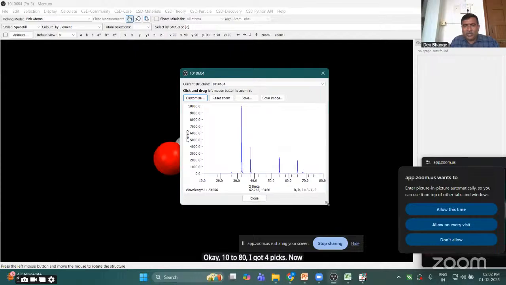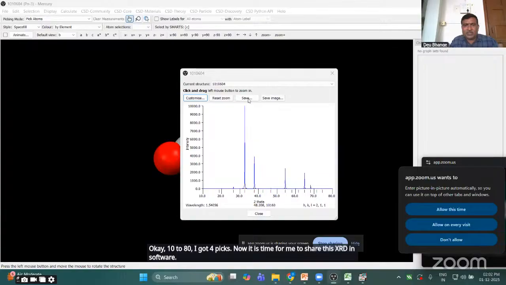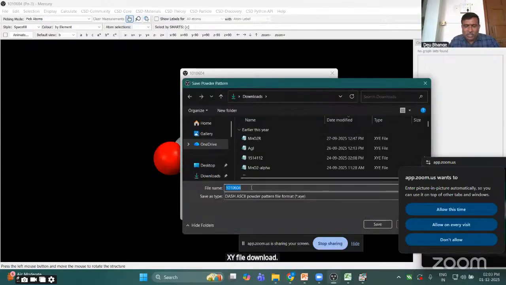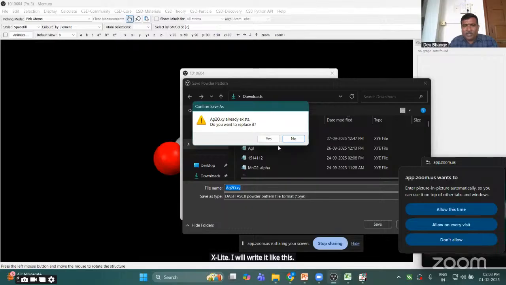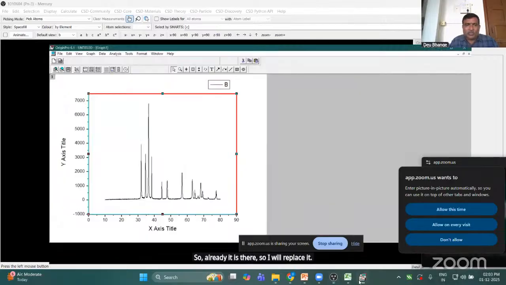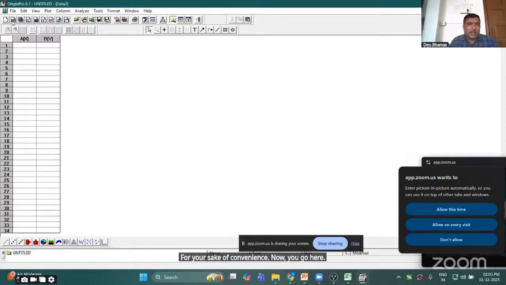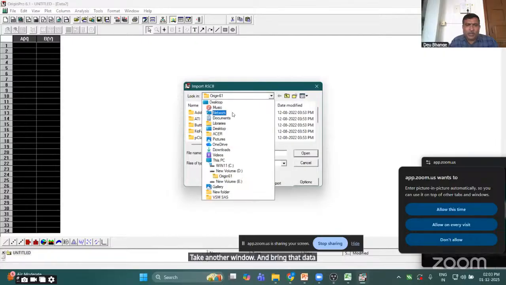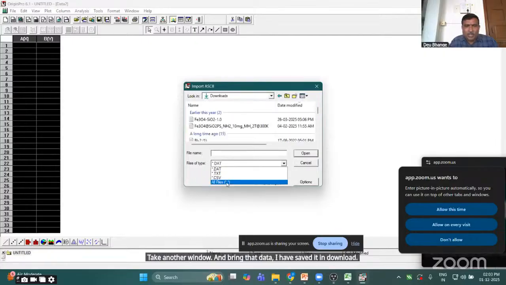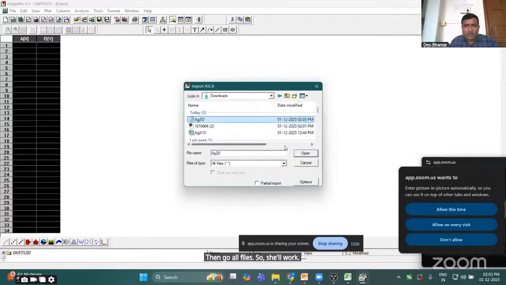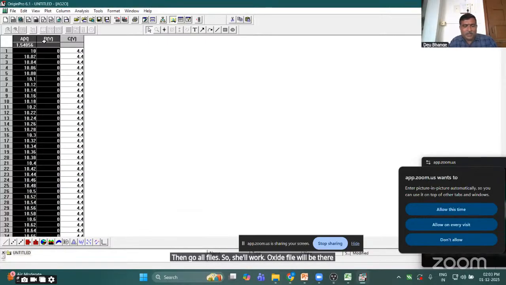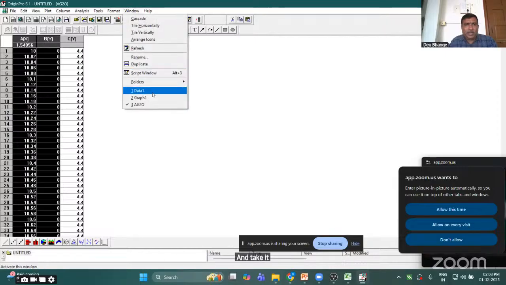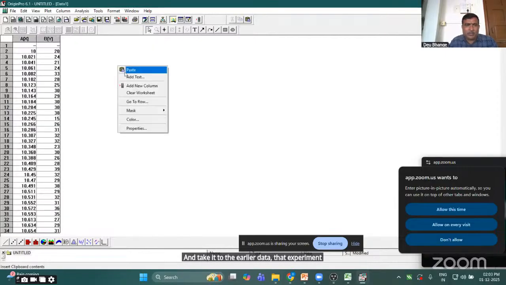Now it is time for me to save this XRD in an XY file. I will write it like this: download, Ag2O.xy. Save. Already it is there, so I will replace it for your convenience. Now you go here, take another window and bring that data. I have saved it in download. Then go to all files, so the silver oxide file will be there.